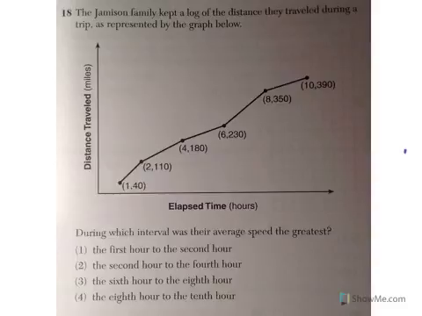So this is the next one. And this is number 18. Let's see if I can see the top of this. Nope. All right, so what this question says is the Jameson family kept a log of the distance they traveled during a trip, as represented by the graph below. So we are looking at elapsed time in hours, and the distance they traveled in miles as our y. Okay, so during which interval was their average speed? So in this case, you have to know that average speed is the same thing as slope.